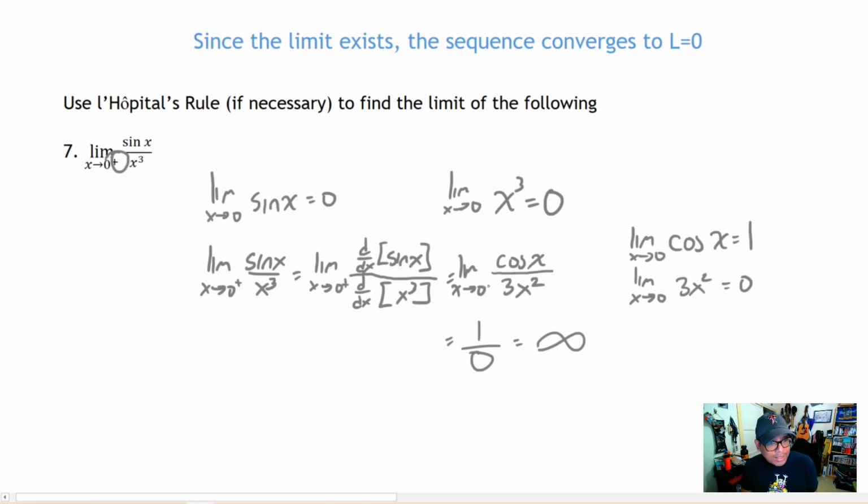Now from the right side, cosine x is always greater than 0. And then from the right side, 3x squared is also going to be greater than 0. Since both of those are greater than 0, basically we get a positive number over a positive number, and that gives me positive infinity. So this limit goes to positive infinity.